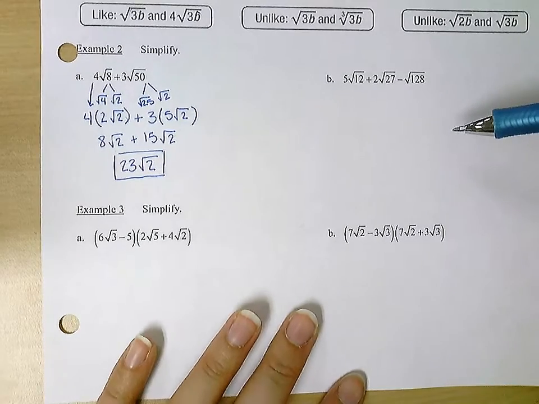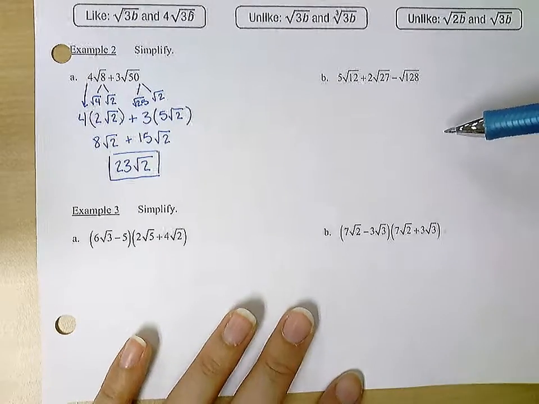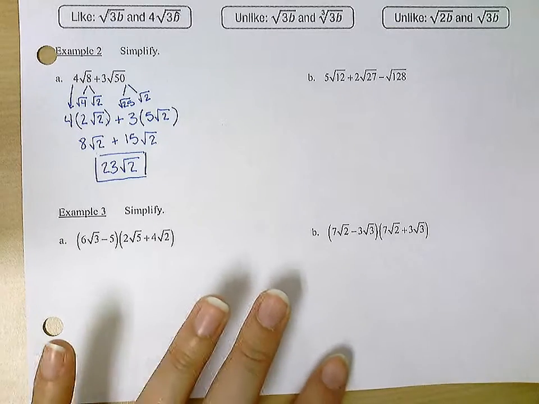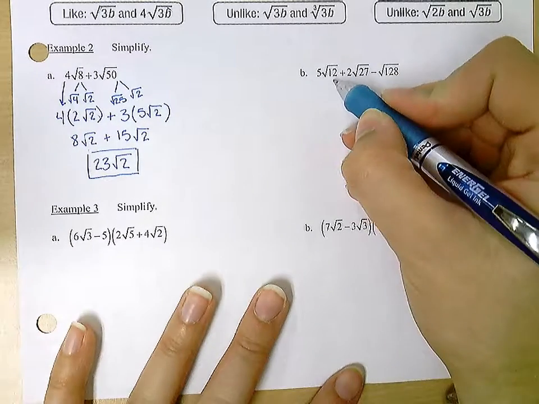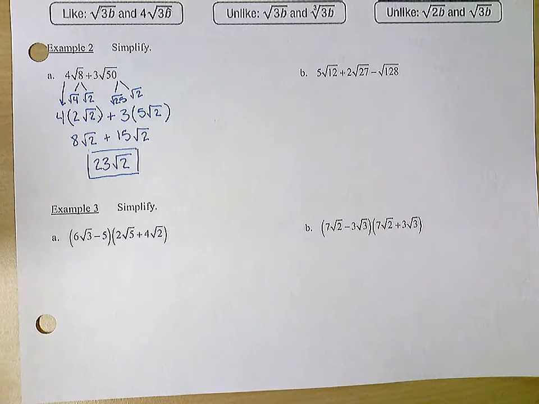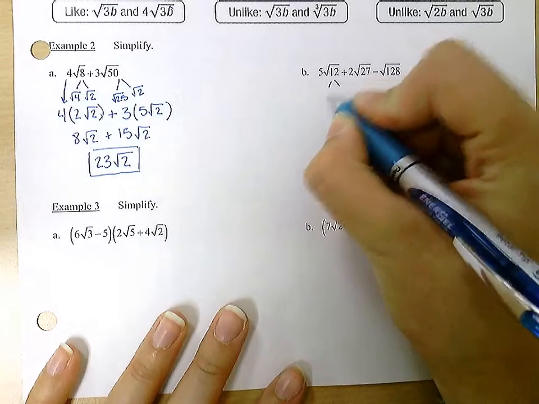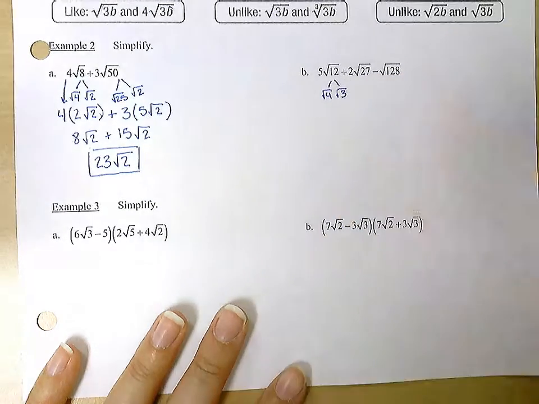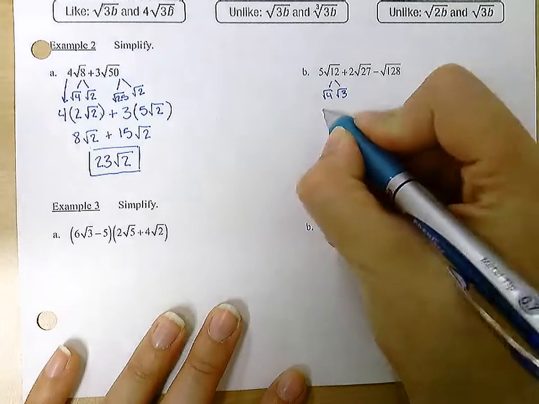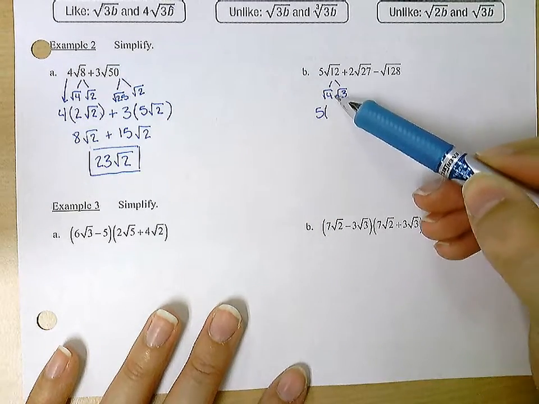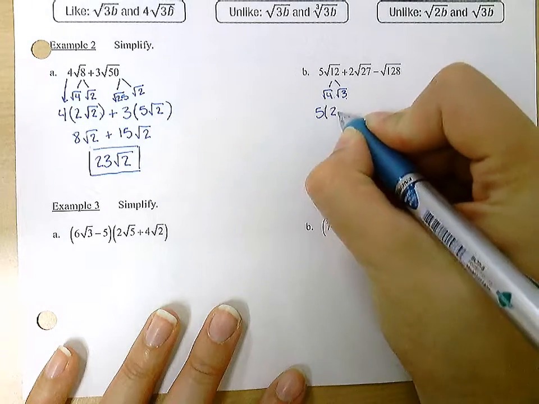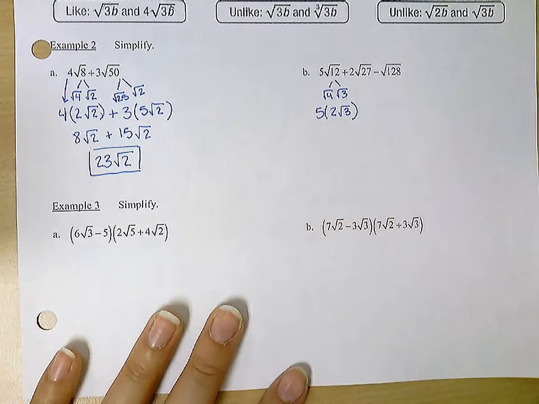Okay, questions? All right, we're going to do the same thing in letter B. So I want to simplify the square root of 12. What two numbers can I split 12 into? 4 and 3. So then I have 5 times the square root of 4, square root of 3. Square root of 4 is 2, and then leave the square root of 3.